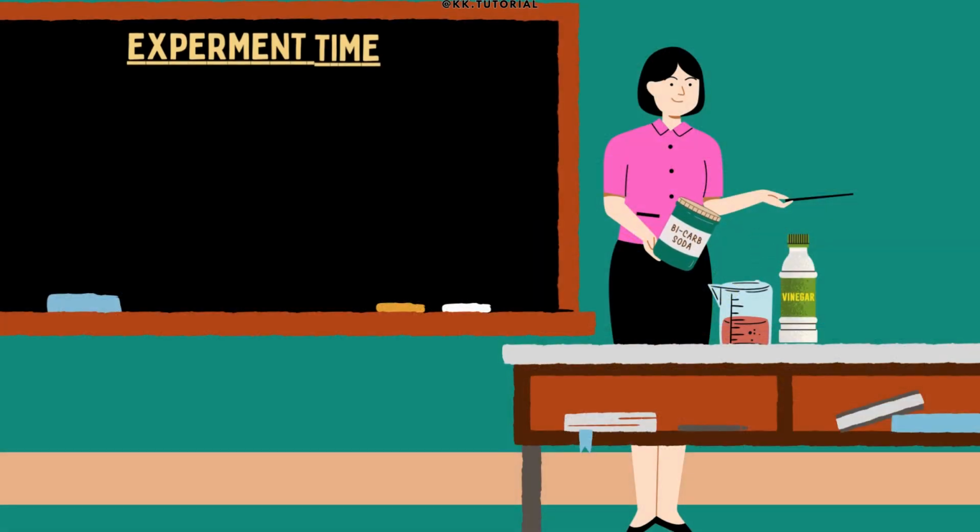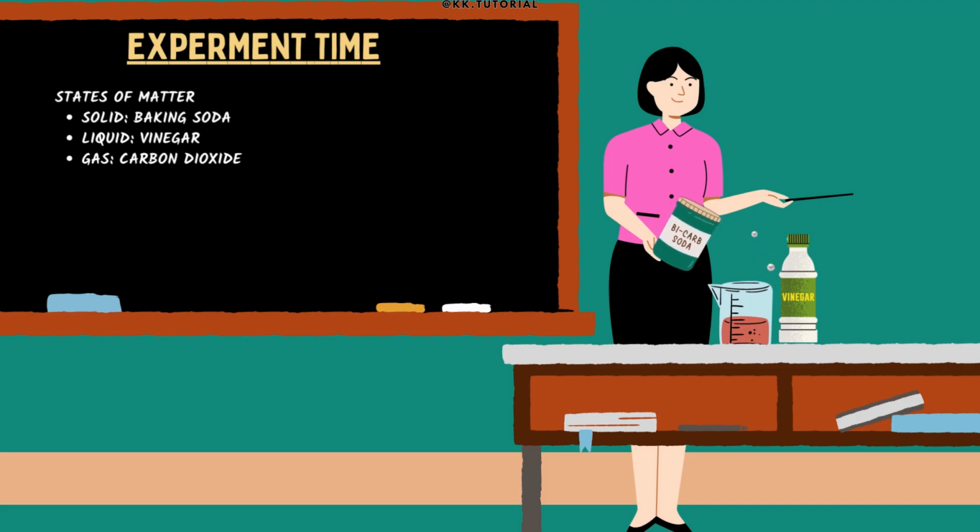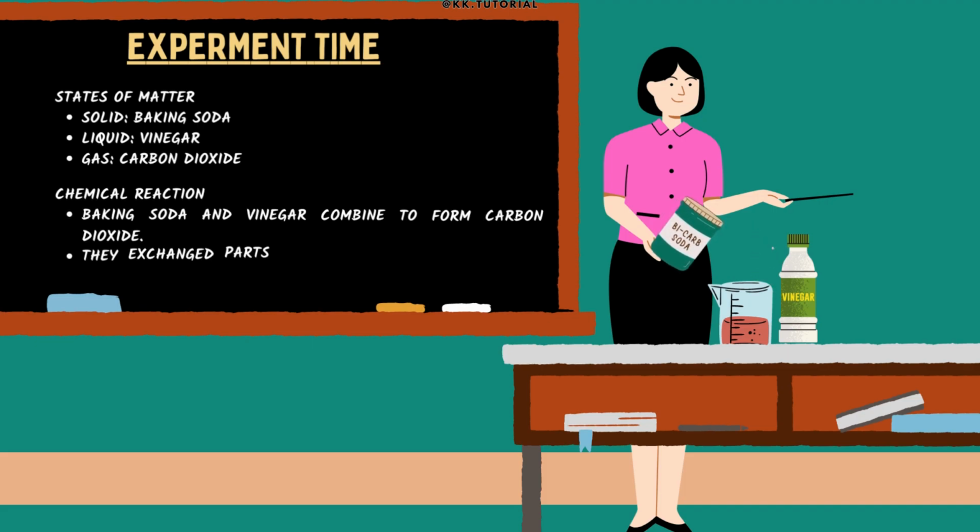Now we'll do one experiment. Here you have to take baking soda and vinegar. First you will put some amount of baking soda into vinegar. Now the chemical reaction will take place between baking soda and vinegar. They will exchange their molecules to form a new substance called carbon dioxide.